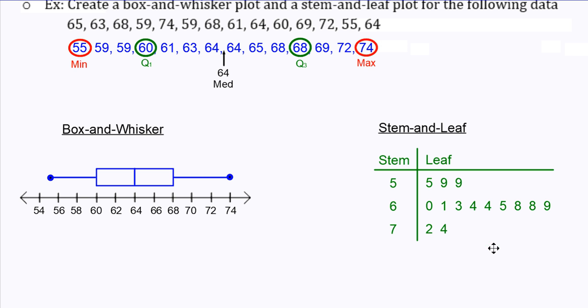Once again, don't forget your key. It doesn't matter which point you pick from the stem and leaf plot to make your key, just make it something that's actually in here. Don't put in 100 if 100 isn't in your stem and leaf plot somewhere.